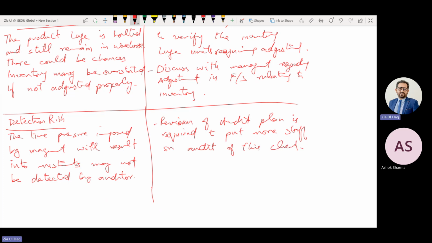But if we are unable to do this, we don't have extra staff, then we can discuss with the management to resolve the issue. Discuss with those charged with governance to resolve this time pressure issue.